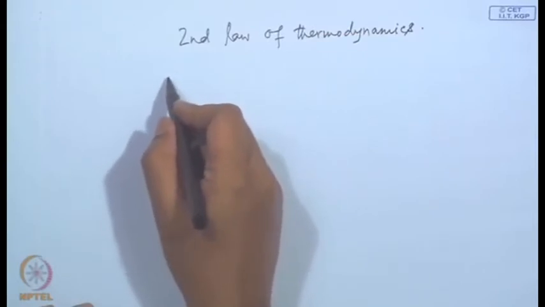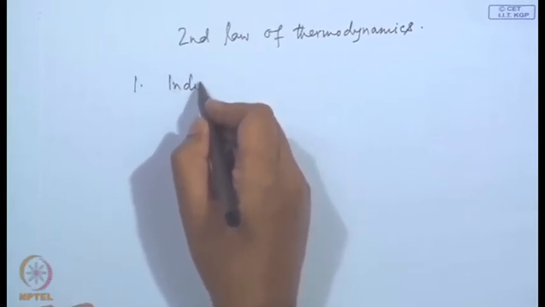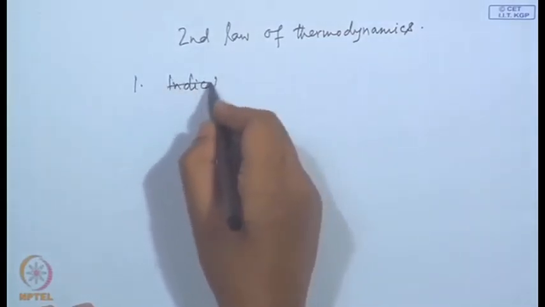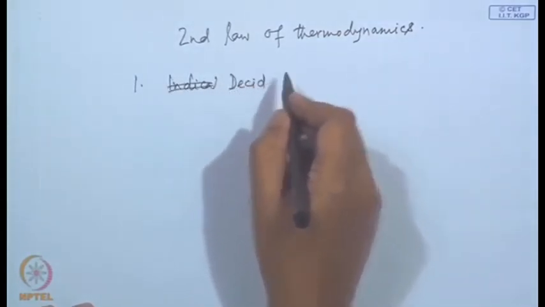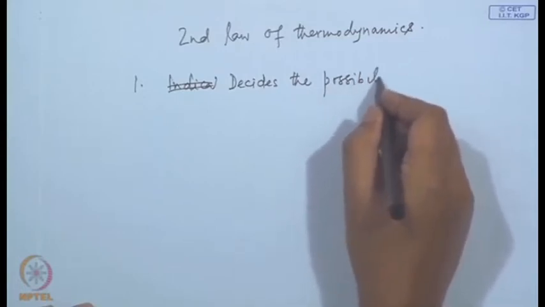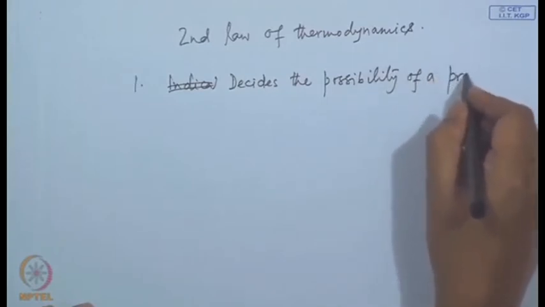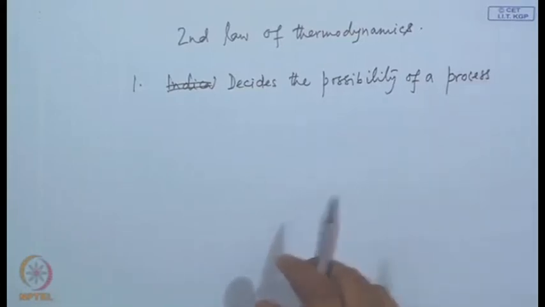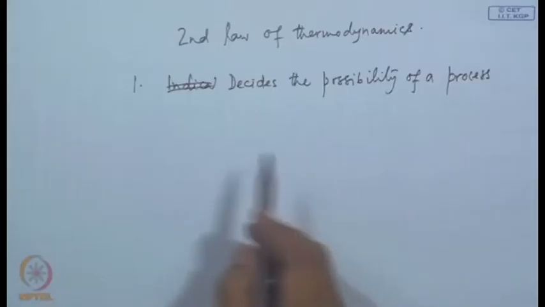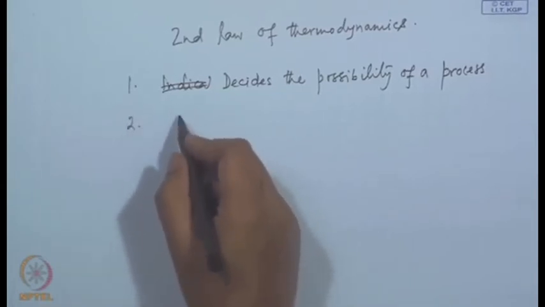This indicates the possibility of a process, or decides the possibility of a process, and in doing so it brings in the concept of a new state variable known as entropy. As the first law brings in the concept of internal energy, similarly the second law brings in the concept of entropy.